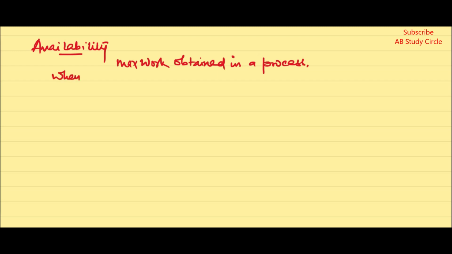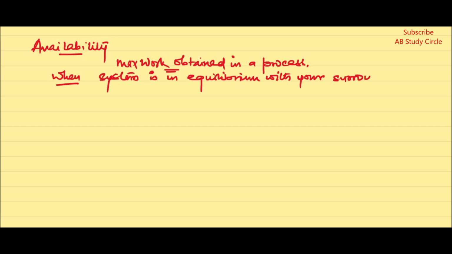We can have that maximum work obtained when the system is in equilibrium with your surrounding. Right, so that means your availability is the maximum work which is obtained in a process.